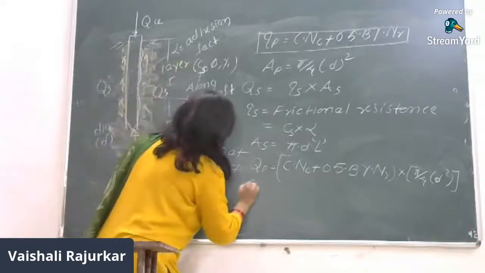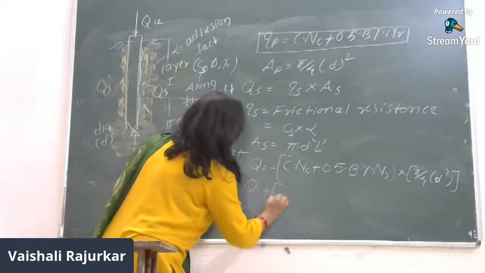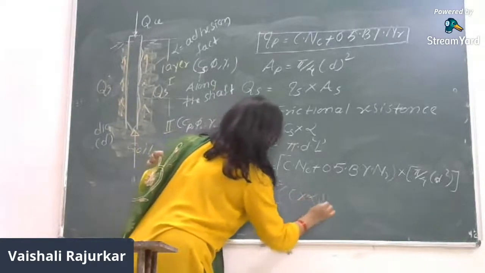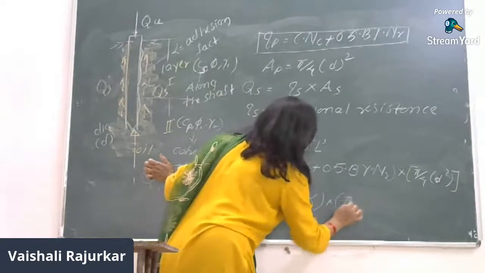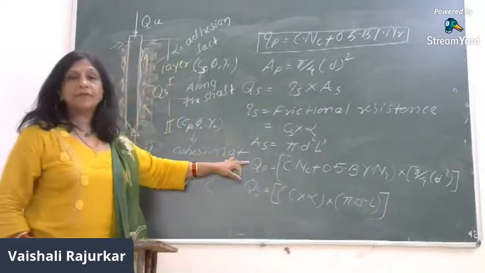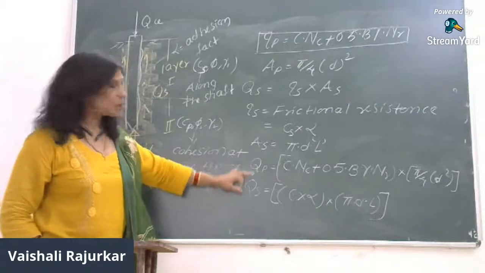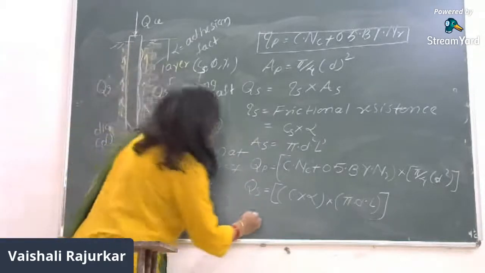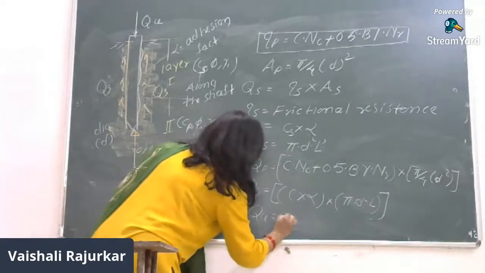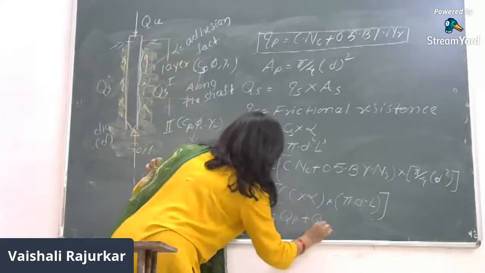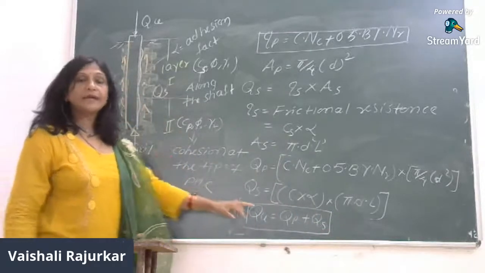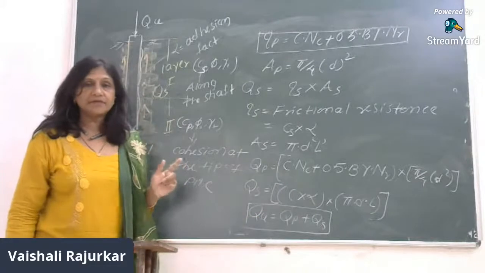Then what about the QS? So here QS is equal to, first, C into alpha into pi D L. So this is the QP, that is the tip resistance acting at the bottom, and this is QS. So here you can determine the value of QU is equal to QP plus QS. By this way, we can calculate the load carrying capacity of an individual pile.